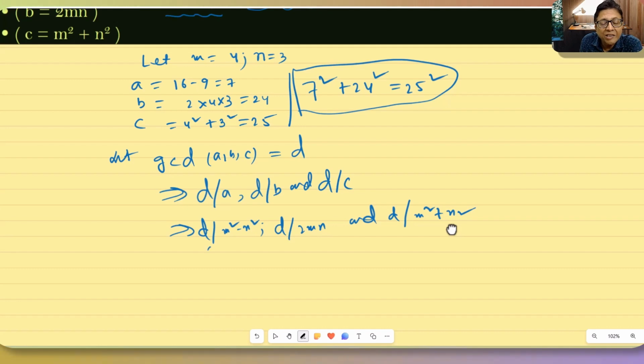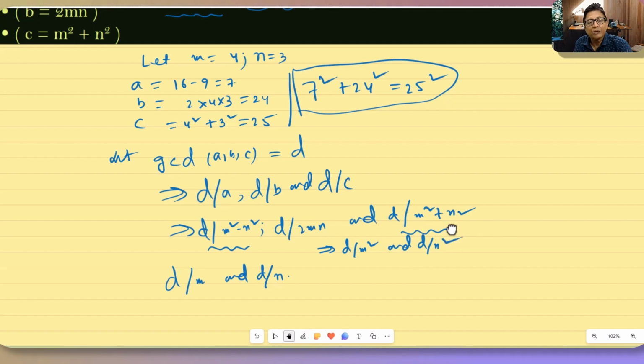Now just look at these two. D divides m square minus n square, D divides m square plus n square. So what does this imply? D must divide m and D must divide n, because both of these will imply that D divides m square and D divides n square, isn't it? That's why they divide the sum of the squares and the difference of two squares.